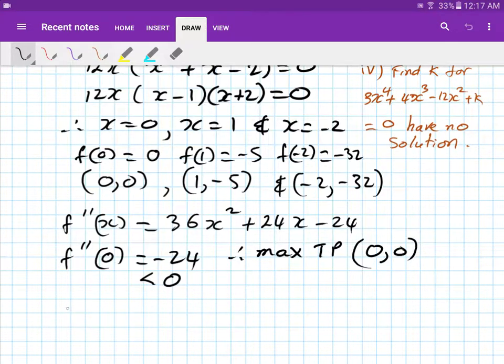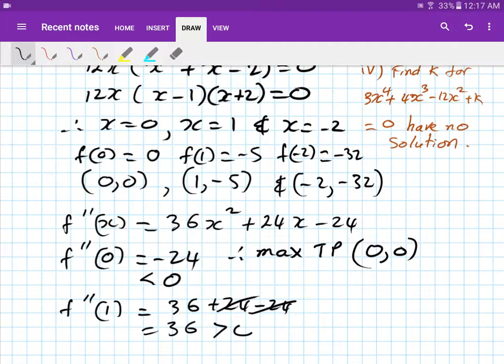Then let's test f''(1). If you substitute in, you get 36 plus 24 minus 24, that gives me 36, which is greater than 0. So which is a minimum. Minimum turning point at (1, -5).